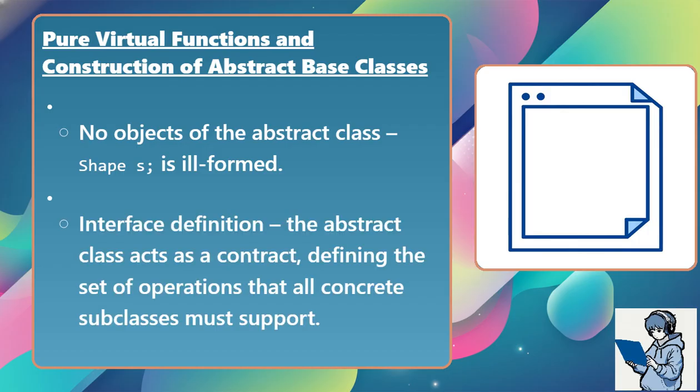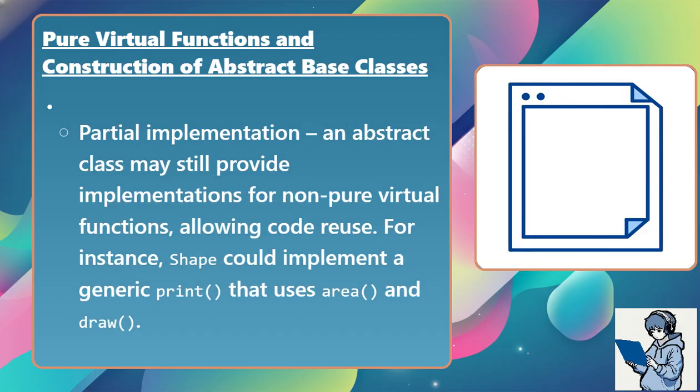Interface definition: the abstract class acts as a contract, defining the set of operations that all concrete subclasses must support. Partial implementation: an abstract class may still provide implementations for non-pure virtual functions, allowing code reuse. For instance, shape could implement a generic print that uses area and draw.